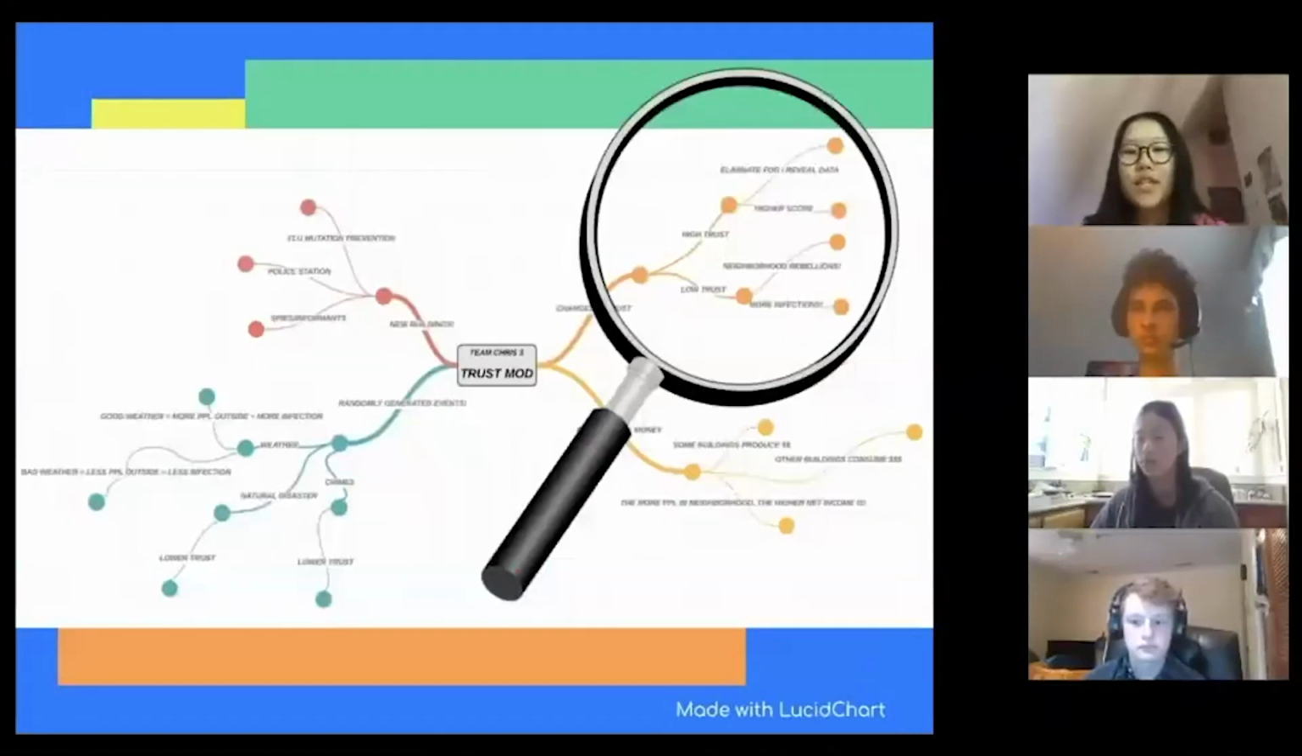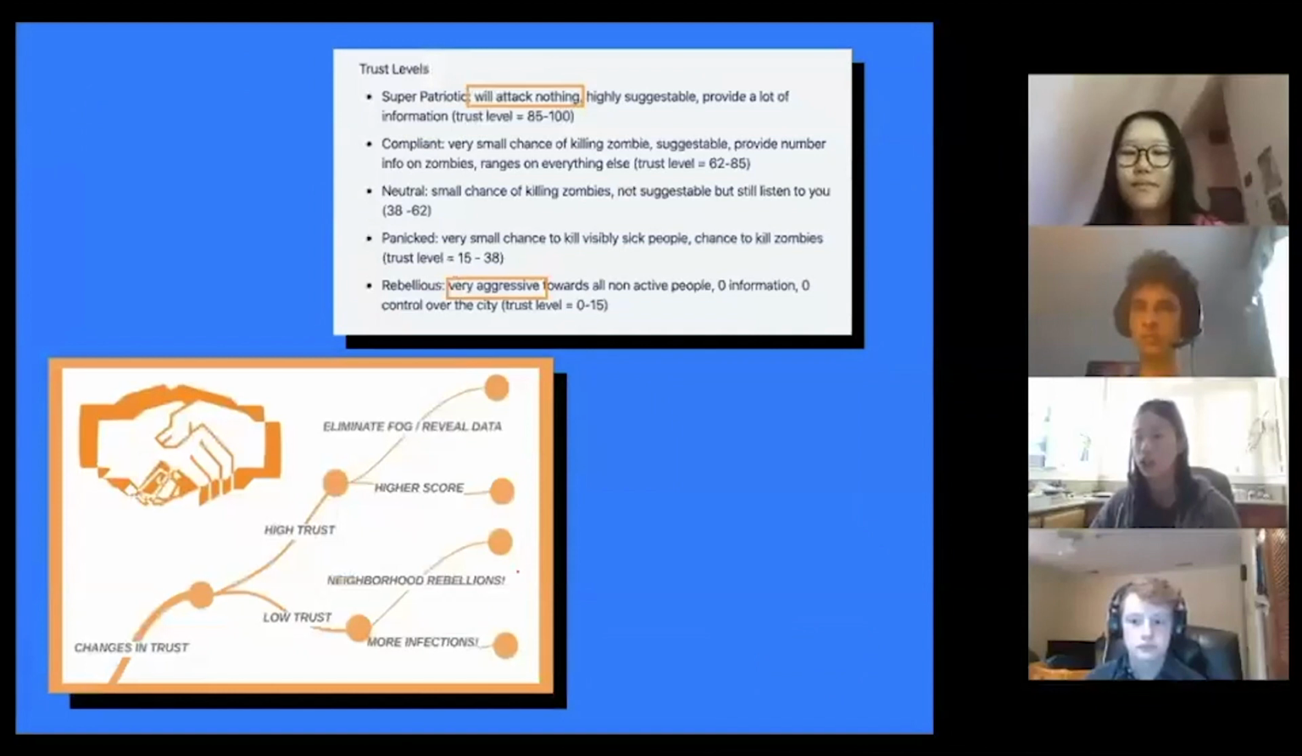Now let's look at changes in trust. The trust for each neighborhood will be an integer between the range of 0 and 100 with 5 different levels. The different trust levels will affect both the NPC's actions and the data displayed to the players. The accuracy of the data is based on their trust. A high level of trust means that the NPCs are more willing to tell the truth.